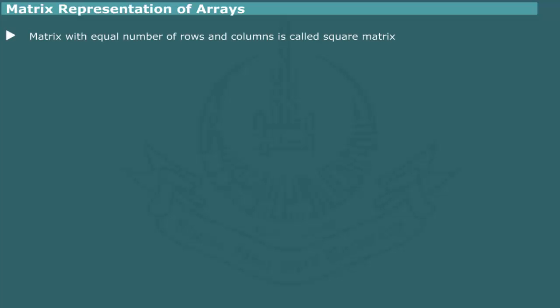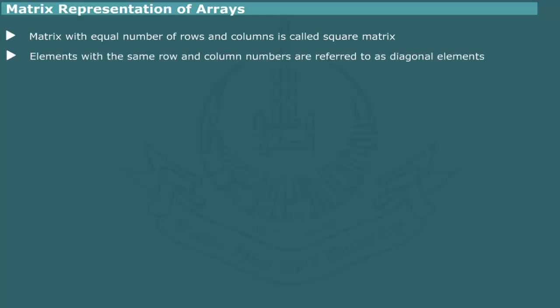A matrix with the same number of rows and columns is called a square matrix. The elements of a matrix with the same subscripts are referred to as diagonal elements. Thus, A11, A22 up to Ann are the diagonal elements of an n by n matrix.